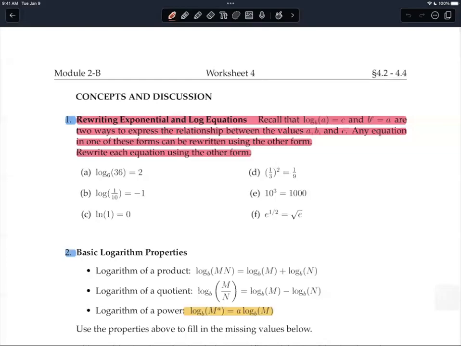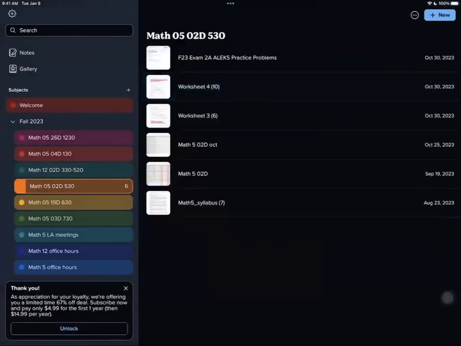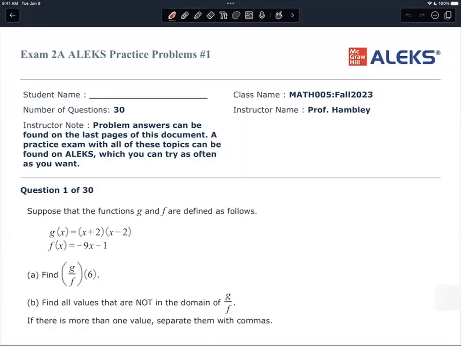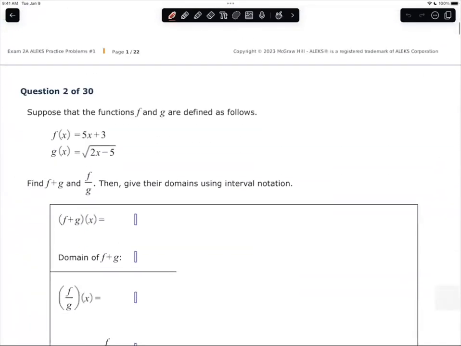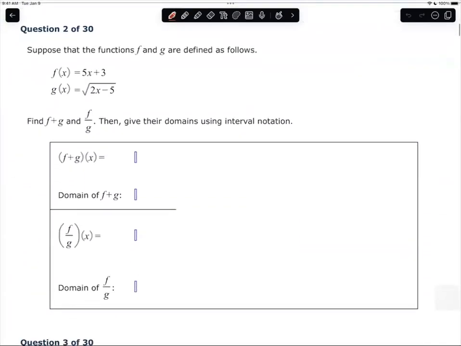Okay, so does anybody have any questions? Worksheet 3, worksheet 4, or those Alex practice problems? I like to go with these myself because we don't really look at all of these topics in class. A lot of these are strictly on Alex, and now we can ask questions about them.